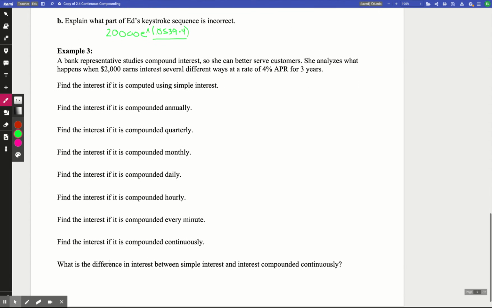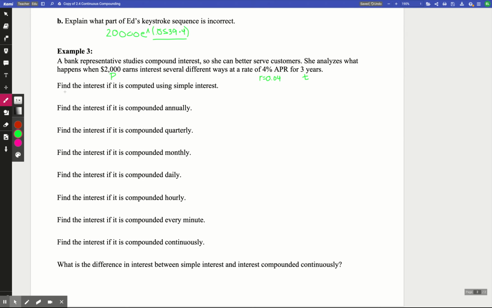In example 3, we are just taking the time to identify the significance between simple interest and different compound frequencies and comparing that to compounding continuously. So first, we want to find the interest if this account is computed using simple interest. So we have to recognize the principal is 2,000. The rate is 4%, or 0.04, and T is 3 years.